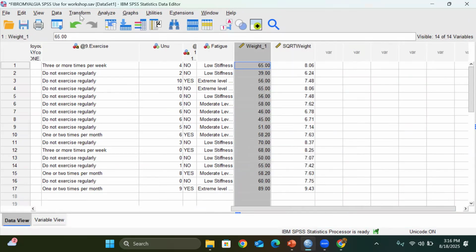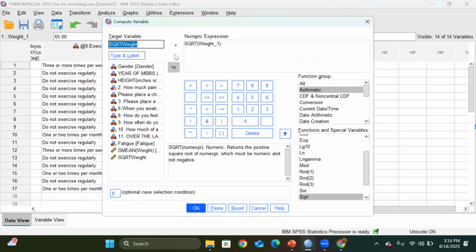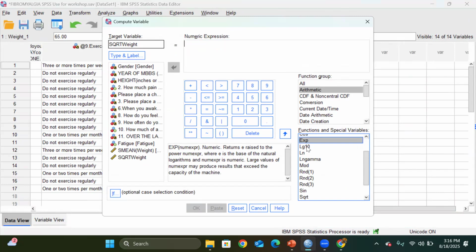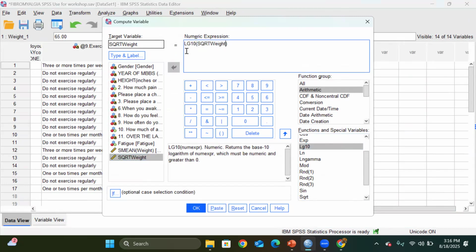Again, I will take the log of it. Oops, sorry, I took the wrong one. Here I will write log.